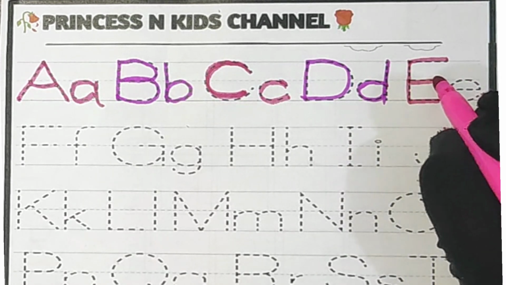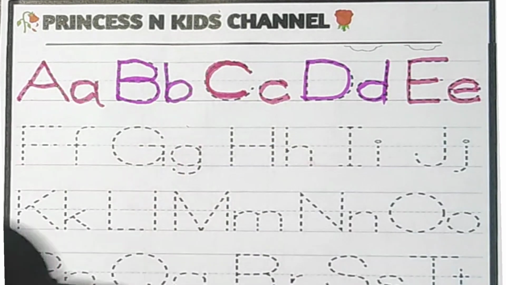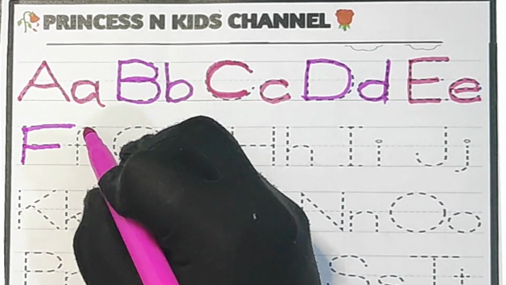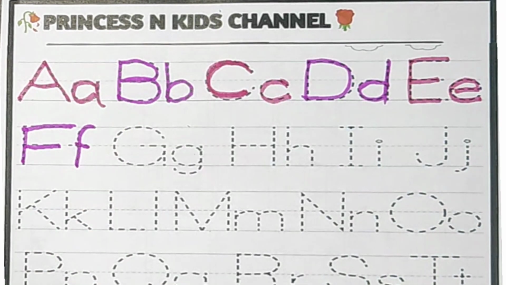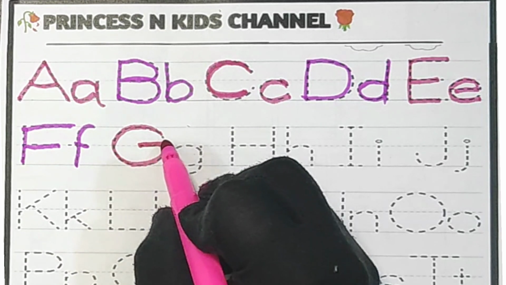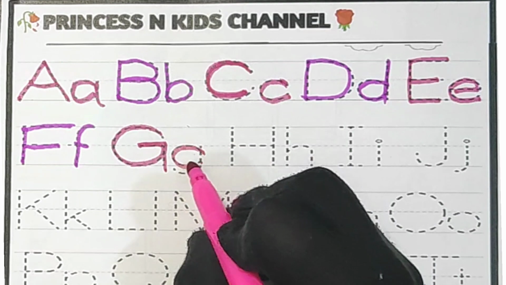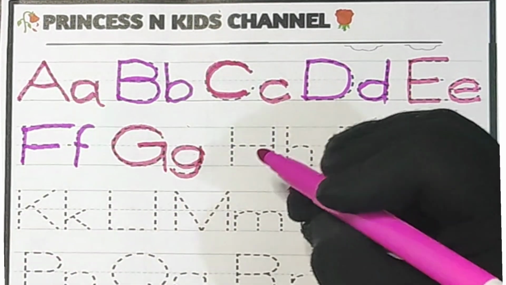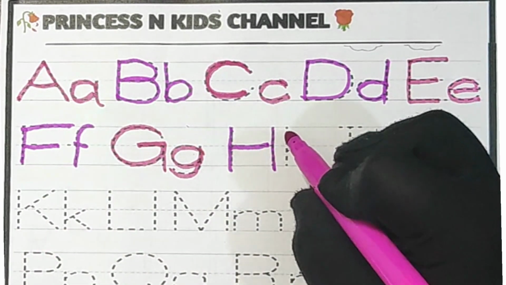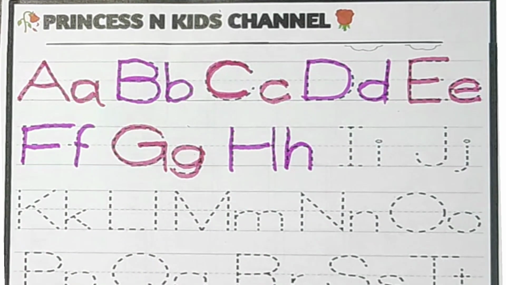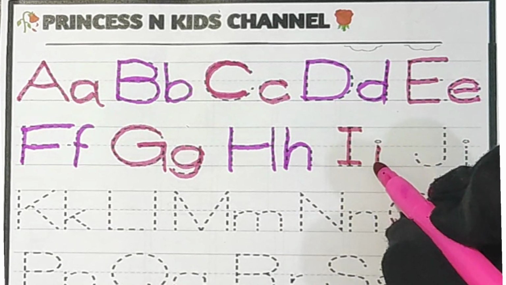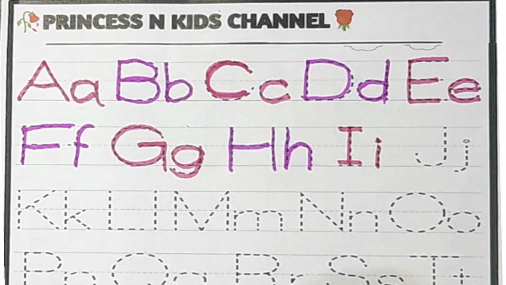E. E for elephant. F. F for fish. G. G for grapes. H. H for hen. I. I for igloo.